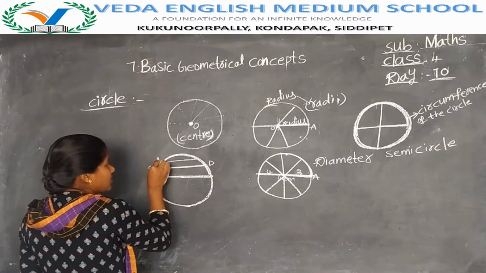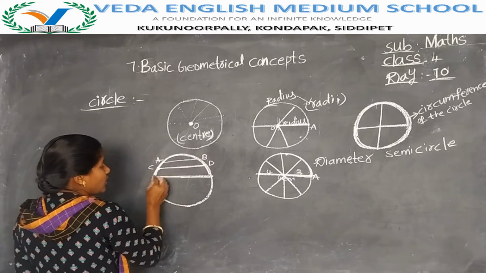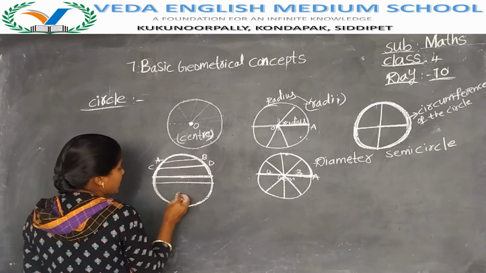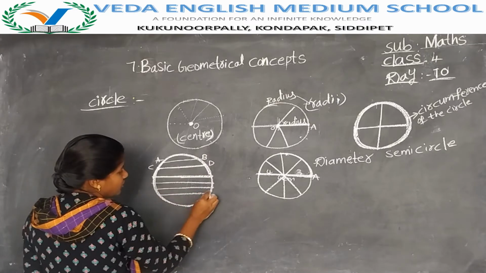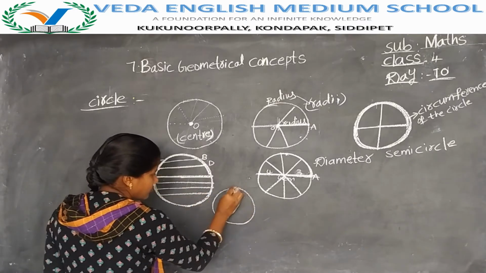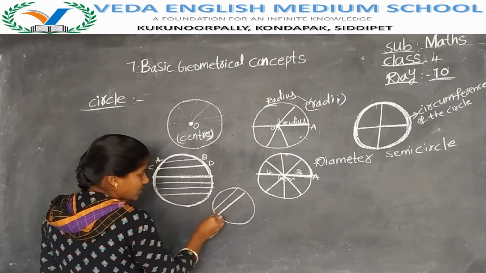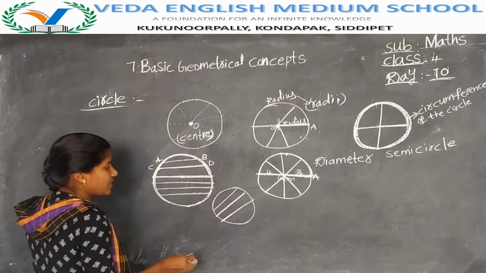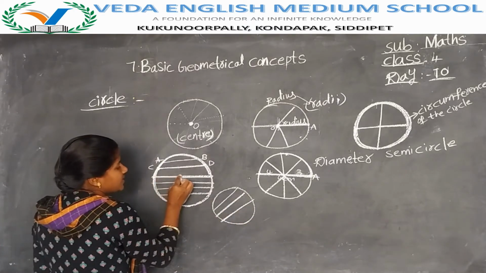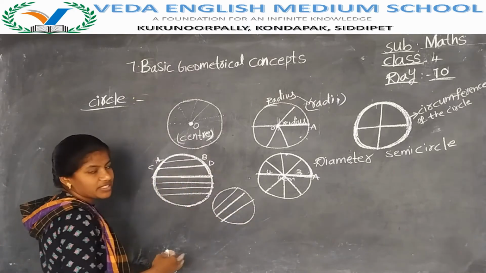Here AB, like this. All these are the chords of the circle. Any two points on the circle, these are called chords of the circle. But only the diameter of the circle is the longest chord.